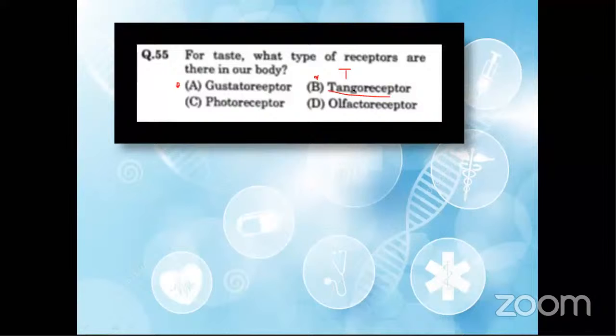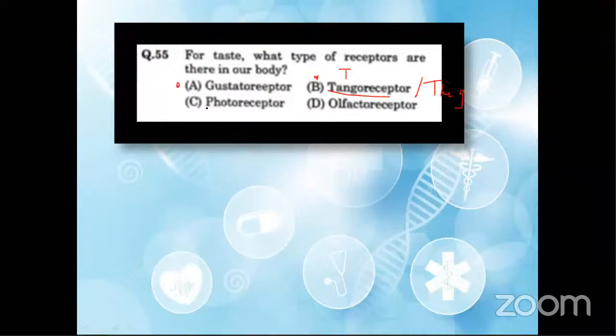What is the other name for tango receptor? Which is the other receptor? Cutaneous. Okay, yes, but there's another name which comes for tango receptor. If it is not tango, it starts from another T only. Does anyone know the name? Thigmo. Yes, very nice. Absolutely good. It is thigmoreceptor. Thigmoreceptor and tango receptor all mean the same, that is touch.